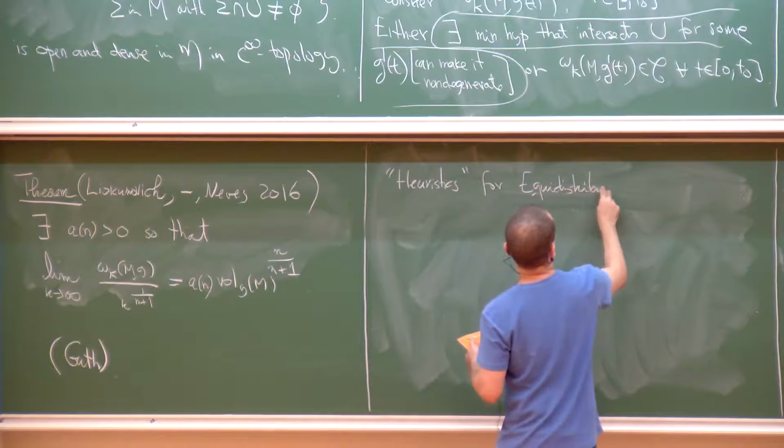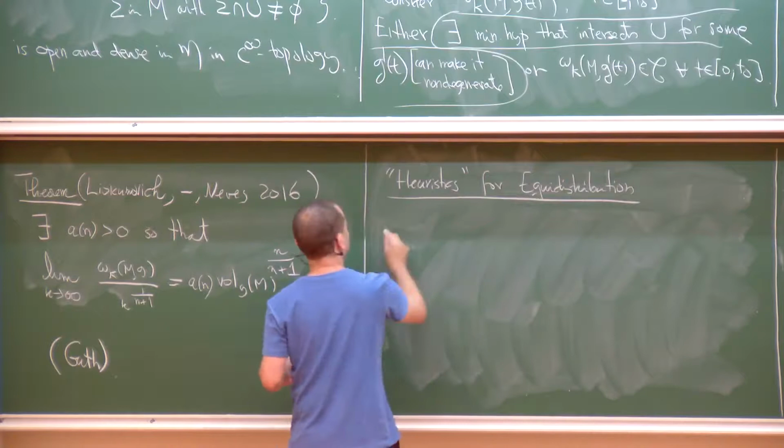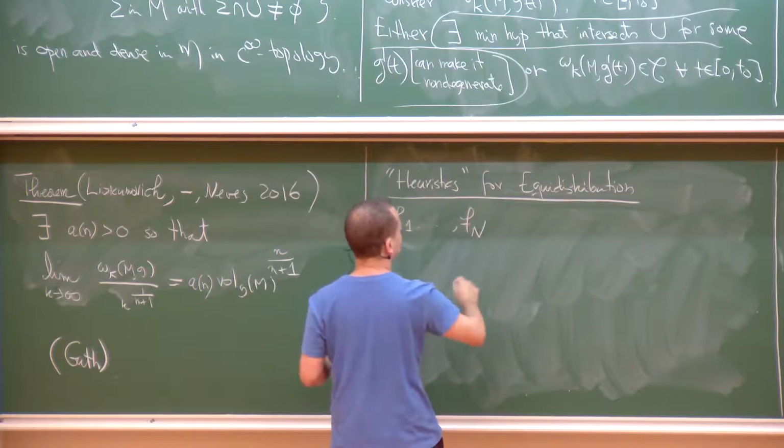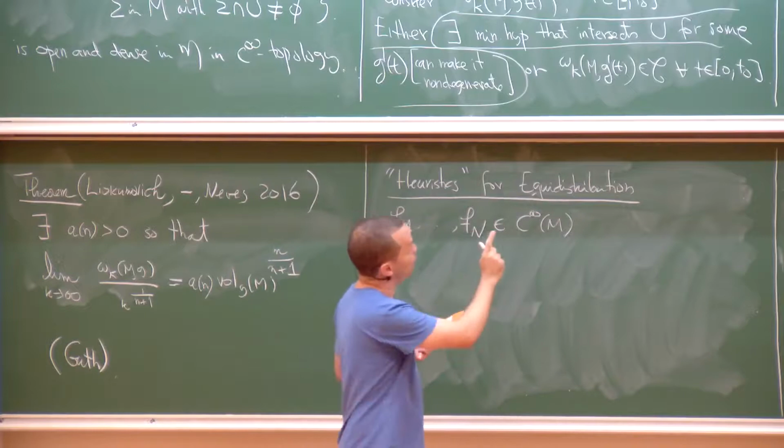Equidistribution. It's just that if you give me an arbitrary number of functions, say capital N functions, these are smooth functions in my manifold, I can consider, instead of doing a one parameter deformation of the metric g, an N parameter one.